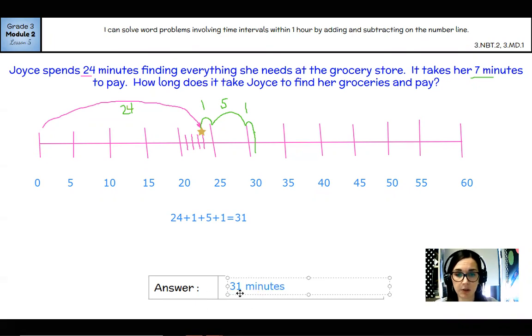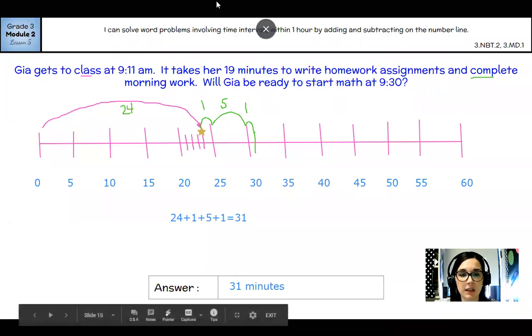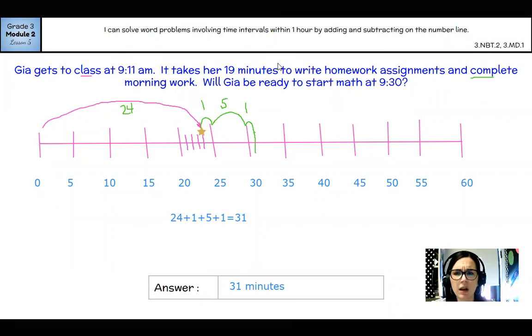I always put a label because it's a word problem. Okay, boys and girls, I think this lesson's been pretty long for today, but hopefully you got a lot out of it. I'd like you to go to the exit ticket and complete that.